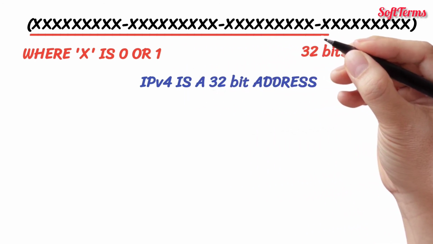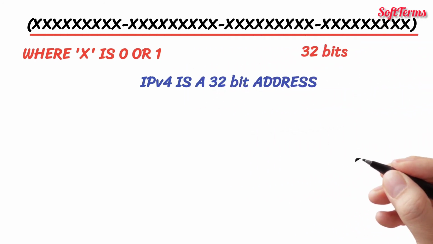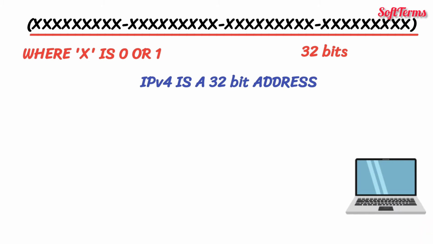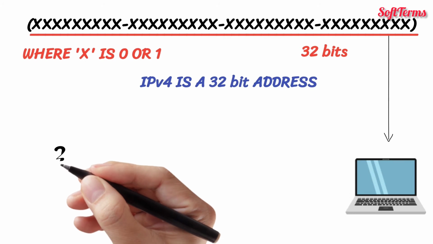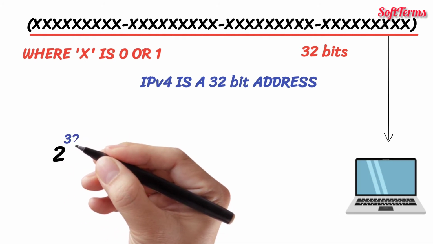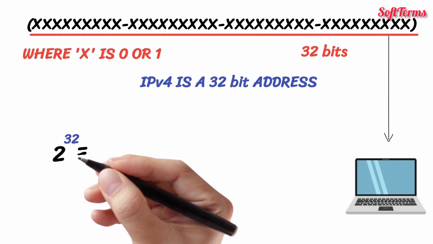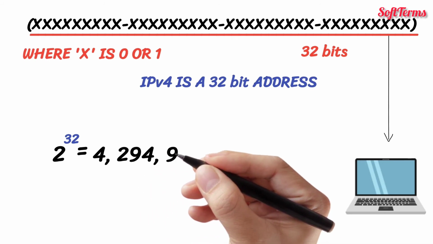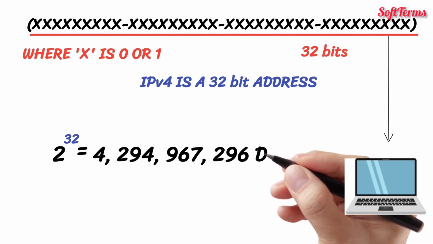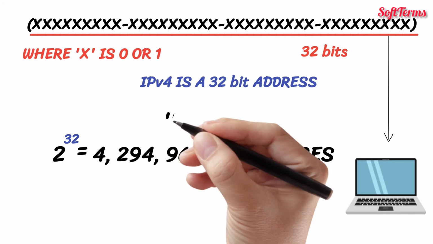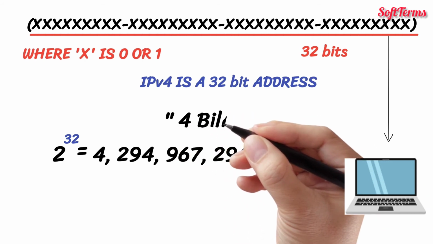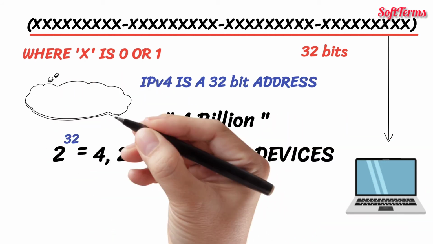In IP version 4, a unique sequence of zeros and ones is assigned to each computer. Therefore, a total of 2 raised to power 32 devices, that is approximately 4 billion devices, can be addressed and connected to the internet with IP version 4.